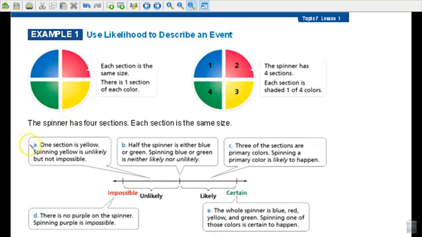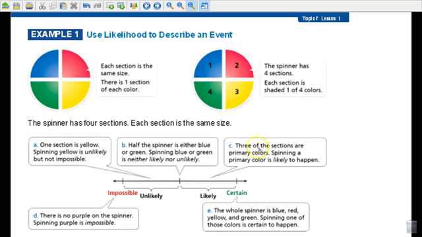For letter A, one section is yellow. So spinning yellow is unlikely, but not impossible. It's unlikely because it's 1/4. It's less than 50%. So B, half the spinner is either blue or green. So spinning it and landing on one of those is neither likely nor unlikely. It's right in the middle. It's 2/4. There's a 50% chance of that happening.